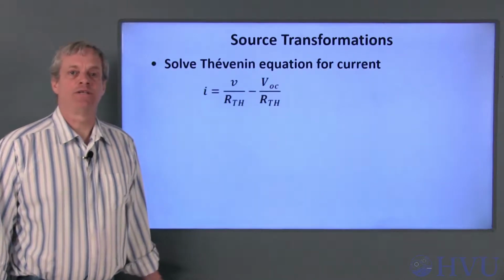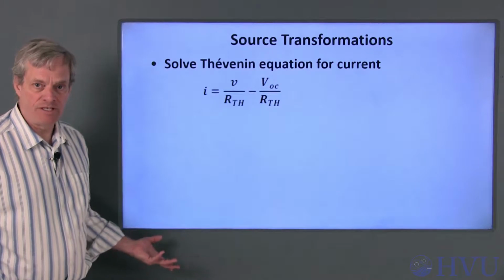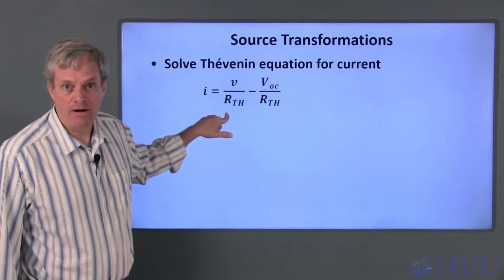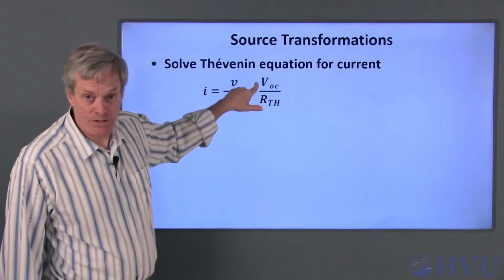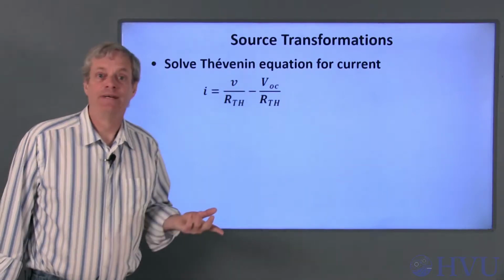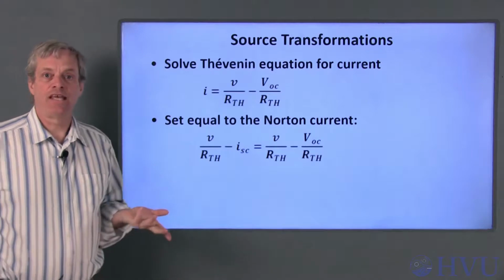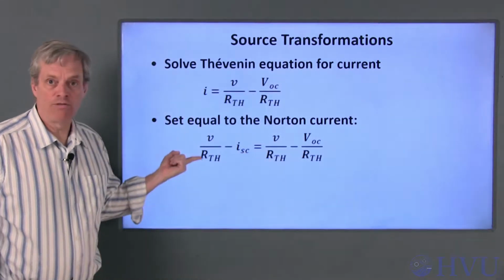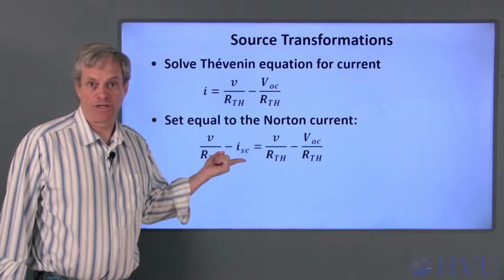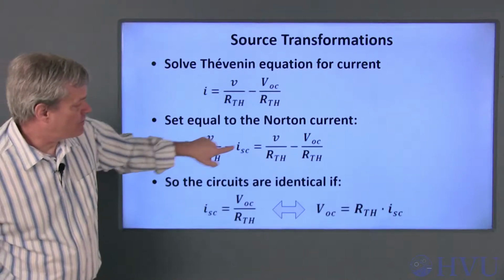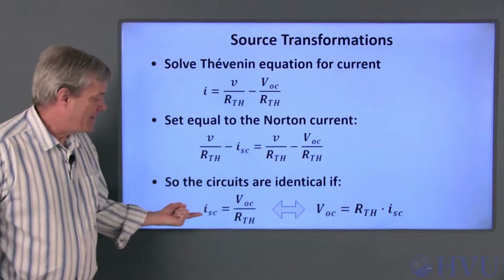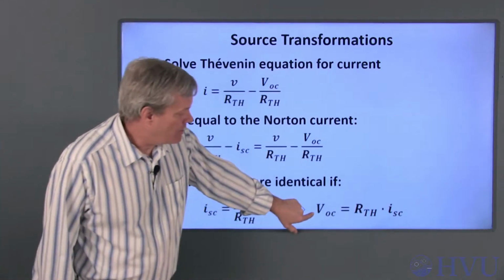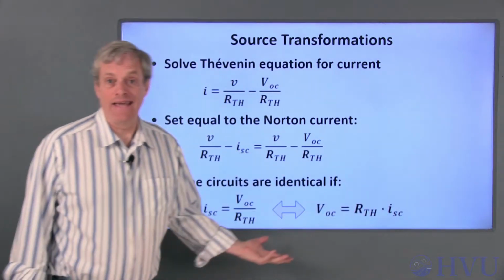To show how to do this, I'll first solve the equation of Thevenin's theorem for the current. So the current is equal to the voltage divided by RTH minus the open circuit voltage divided by RTH. Since this current is the same as the current in Norton's theorem, this is equal to V over RTH minus the short circuit current. These two terms cancel. So ISC is equal to VOC over RTH, or equivalently, VOC is equal to RTH times ISC.